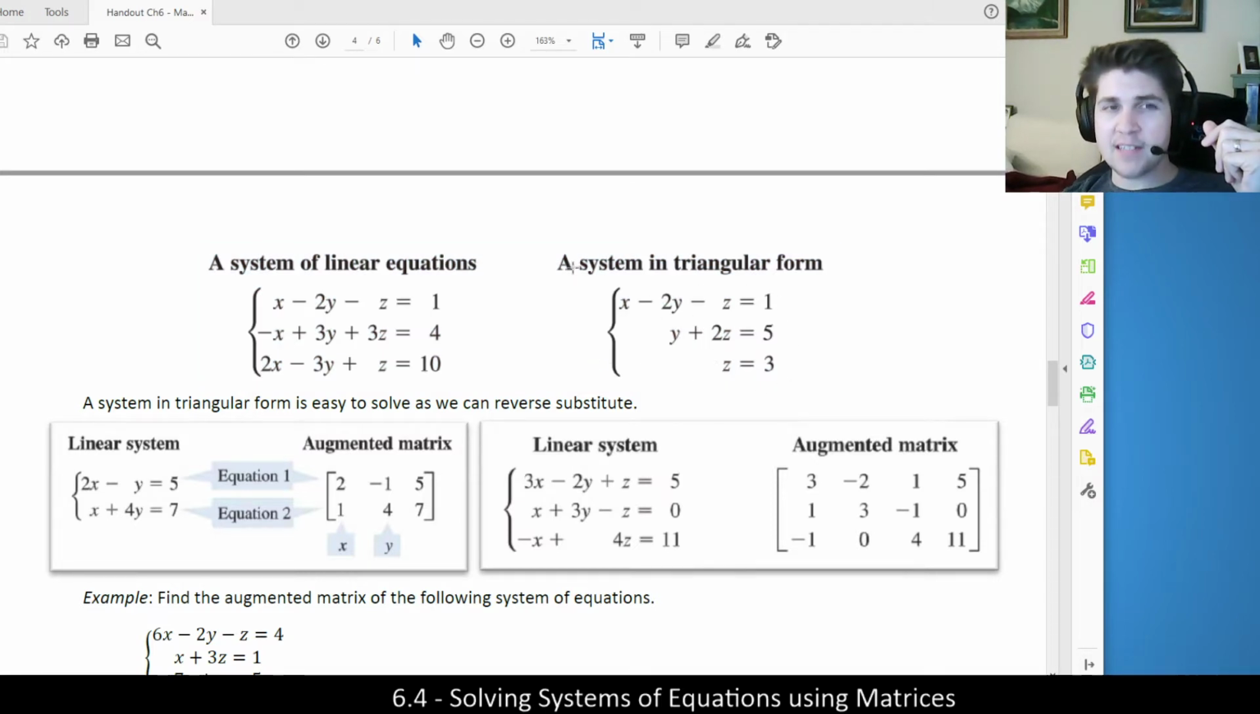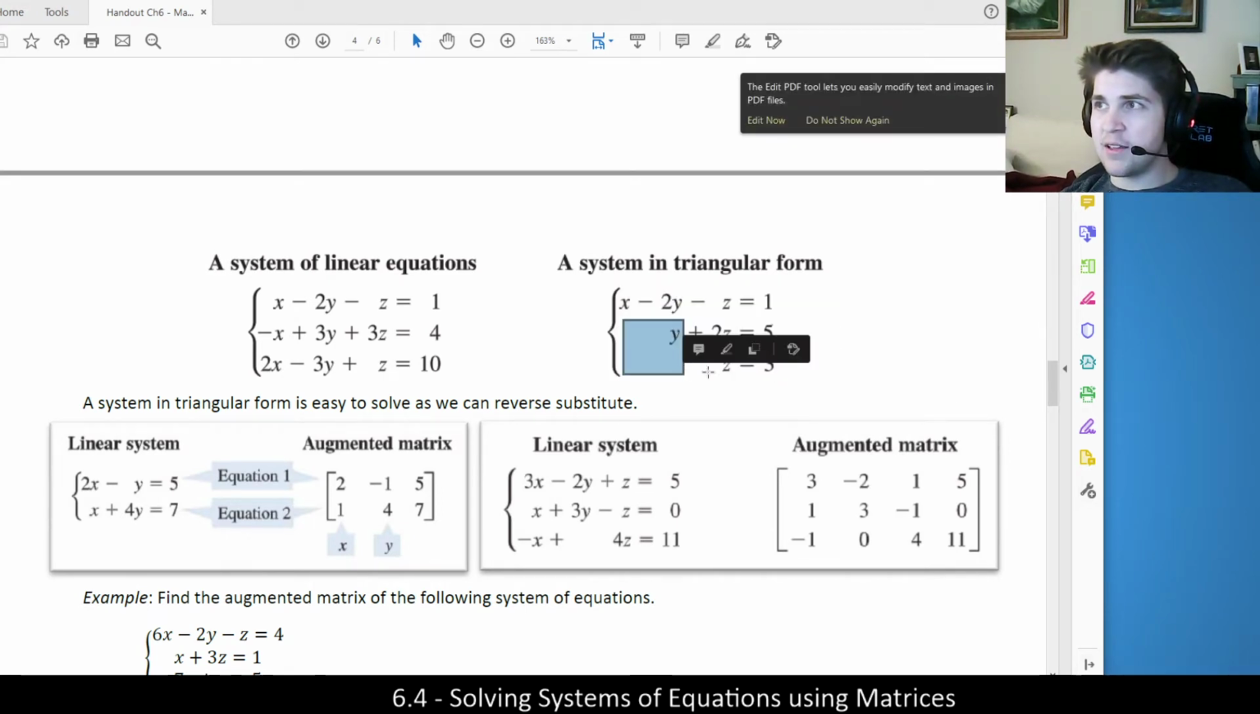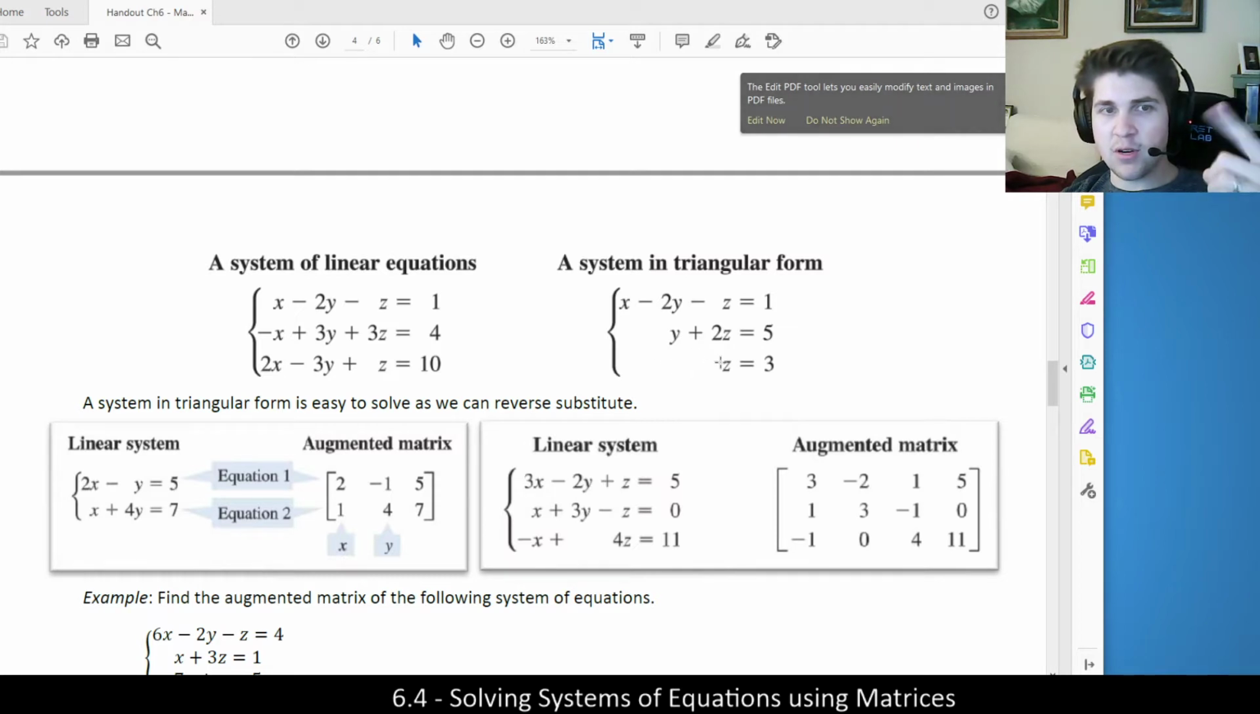But if I look at a system that's presented in triangular form instead, notice the value of this is that a system in triangular form has very little math to do to actually solve. It's in triangular form because it's got the triangle of zeros in it, which is something I referred to with matrices before. If I was to write this as an augmented matrix, I would have 1, -2, -1, 1; 0, 1, 2, 5; 0, 0, 1, 3. But I would have this triangle of zeros.